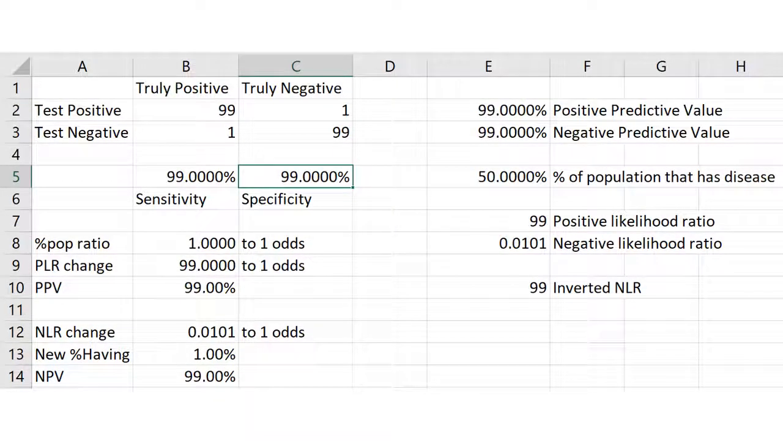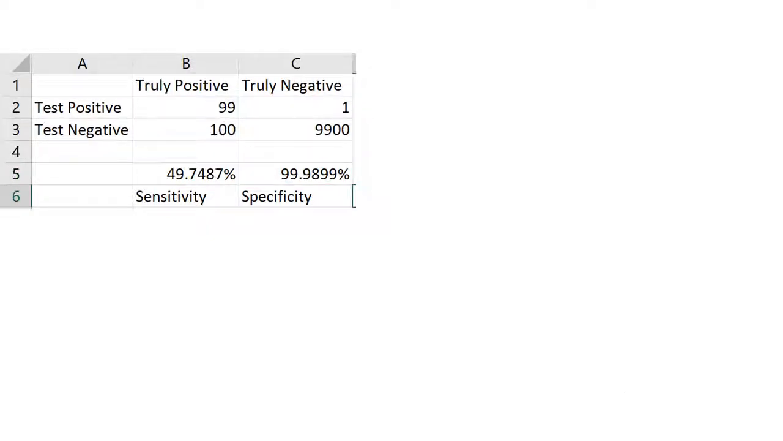So this is back to our original numbers. I want to reset your head because now I want to change the numbers in a different way, and it's going to do something a little different for you. So this time, instead of increasing just the number of people that have it, I increased the number of negative tests. And what's weird about that is this time our sensitivity got really messed up and our specificity got great.